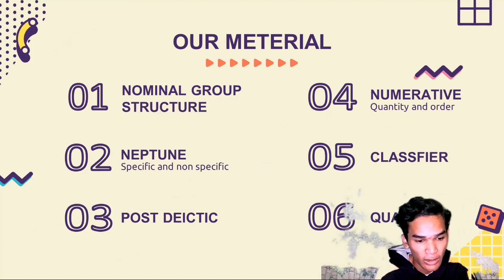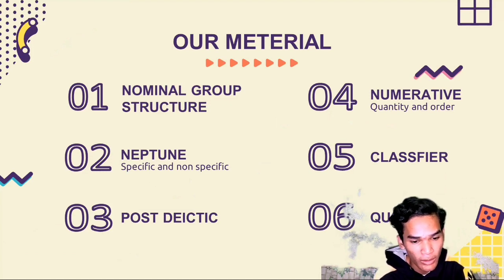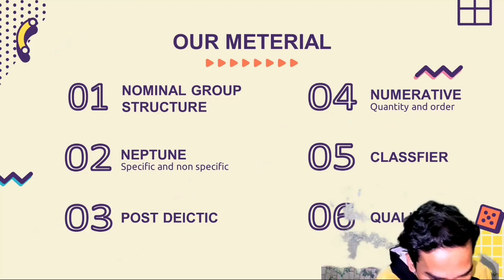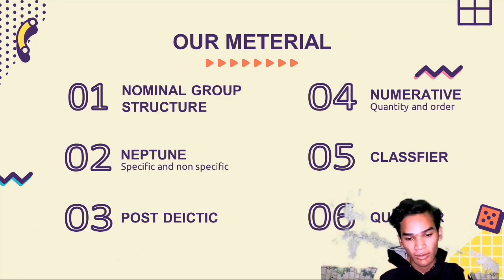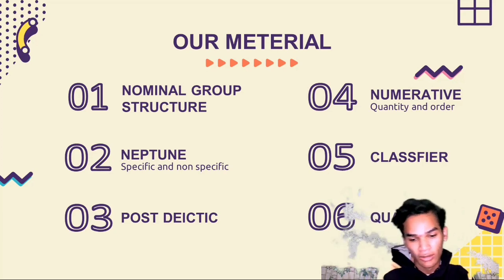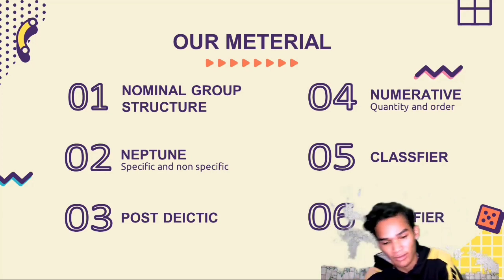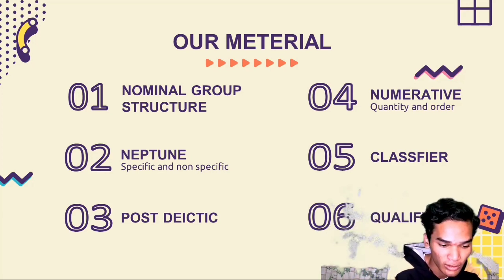Okay, this is our material. Number one is nominal group structure. Number two is deictic, specific and non-specific. Number three, post-deictic. Number four, numerative, quantity and order. Number five, classifier. Number six is qualifier. Okay, thank you.